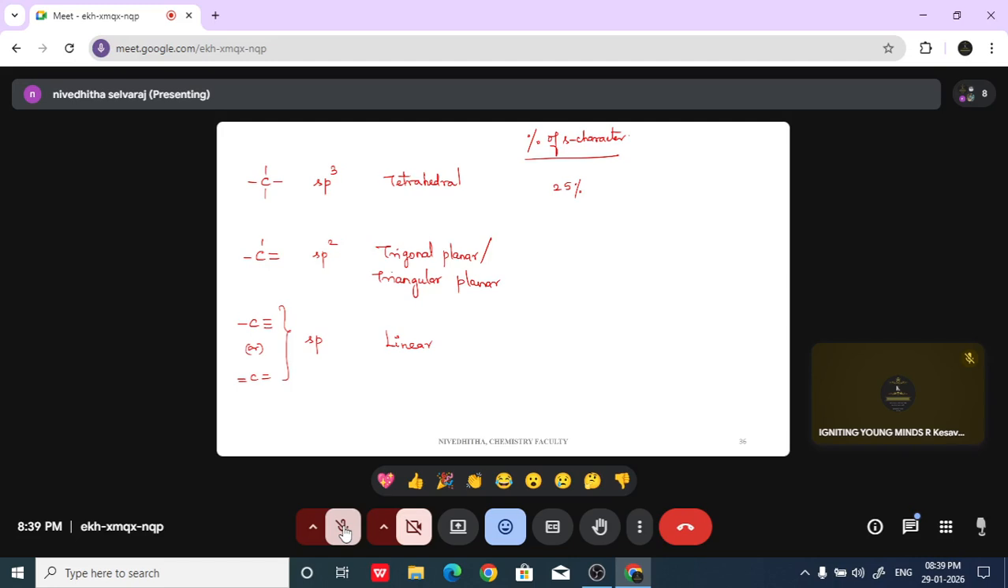Percentage of s character in sp2 hybridized carbon: totally 100, and the orbitals involved in hybridization are 1s and 2p orbitals. So 100 divided by 3 is 33.33%.